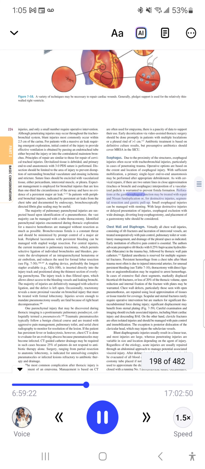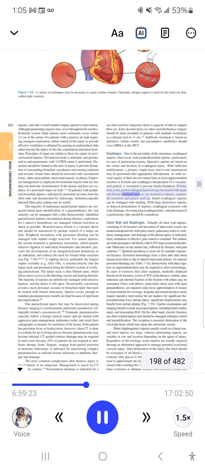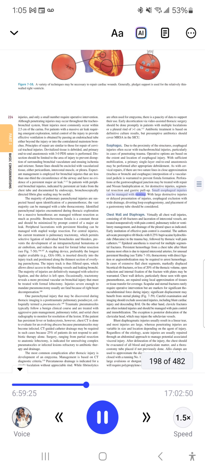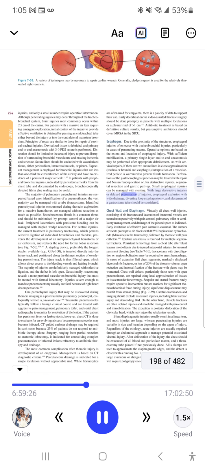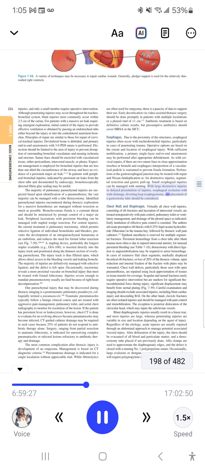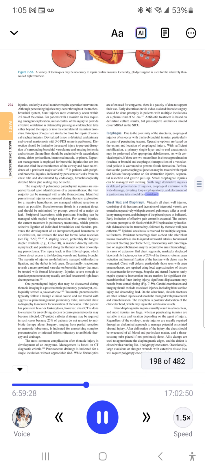Perforations at the gastroesophageal junction may be treated with repair and Nissen fundoplication or, for destructive injuries, segmental resection and gastric pull-up. Small esophageal injuries can be managed with stenting. With large destructive injuries or delayed presentation of injuries, esophageal exclusion with wide drainage, diverting loop esophagostomy, and placement of a gastrostomy tube should be considered.